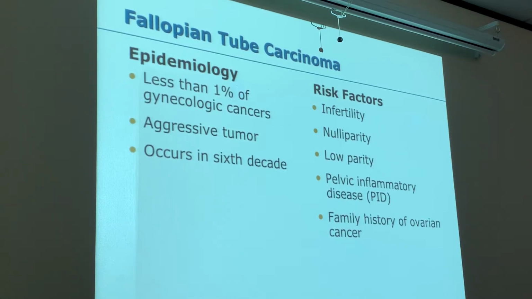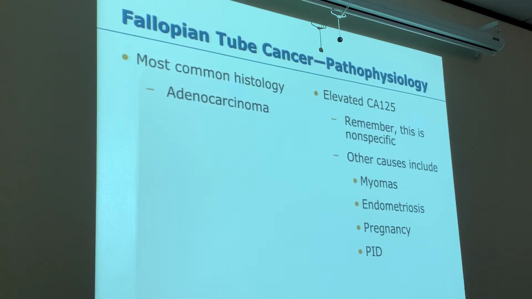Fallopian tube cancer is a very aggressive cancer. It usually happens in your 60s. Risk factors are infertility, nulliparity, low parity, meaning I only had maybe one child, PID, pelvic inflammatory disease, and a family history of ovarian cancer. All those can raise my chances of fallopian tube carcinoma. Most cancers of the fallopian tube are going to be adenocarcinomas, and the lab test for any type of ovarian or fallopian tube cancer is the CA-125. But it's non-specific because CA-125 can also be elevated with fibroids, endometriosis, pregnancy, or PID.